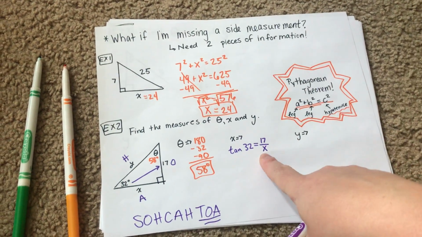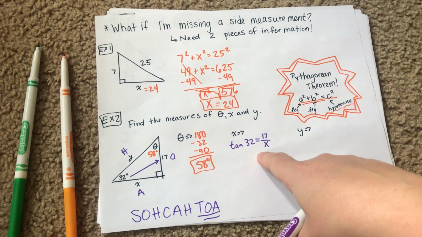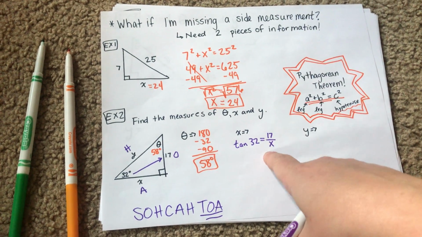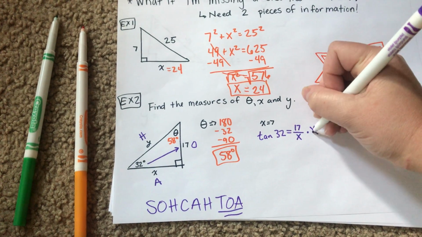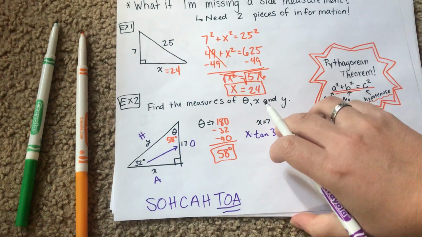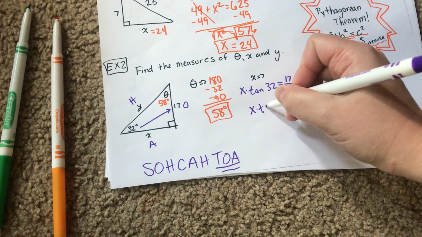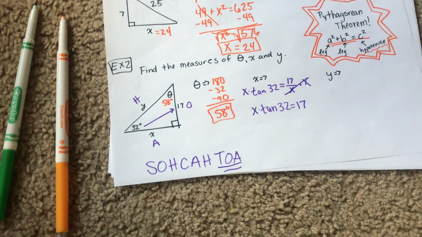Now, this is tough because I don't know what x is and it's on the bottom. So first things first, I want to get that x out of the denominator of this fraction and get it by itself. I'm trying to solve for x here because that's what I want to know. So it's in the denominator, it's being divided. So I'm going to multiply both sides by x to get that out of the denominator. So then I have x times the tangent of 32 equals 17.